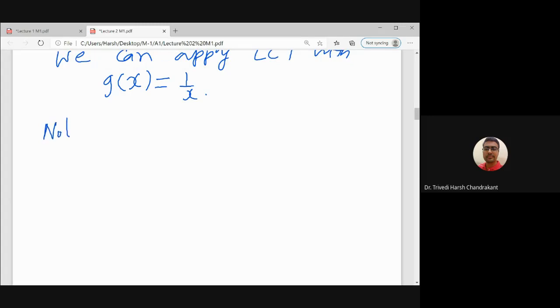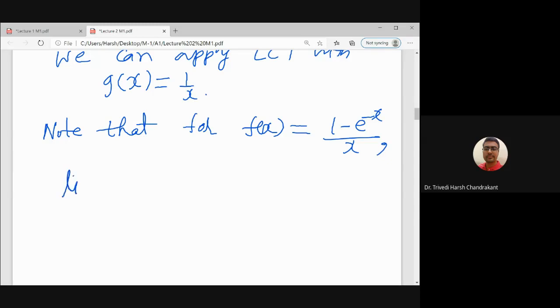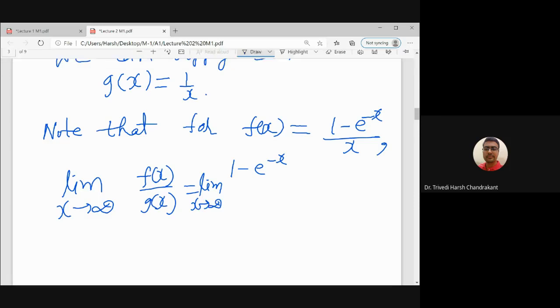So to apply the limit comparison test, we know that we have to find the limit of the quotient of f and g. Note that f(x) is the given function, that is (1 minus e power minus x) by x. The limit as x tends to infinity of f(x) divided by g(x): that is 1 minus e power minus x, limit x goes to infinity, divided by x, and in the denominator we have the function g(x), that is 1 upon x.